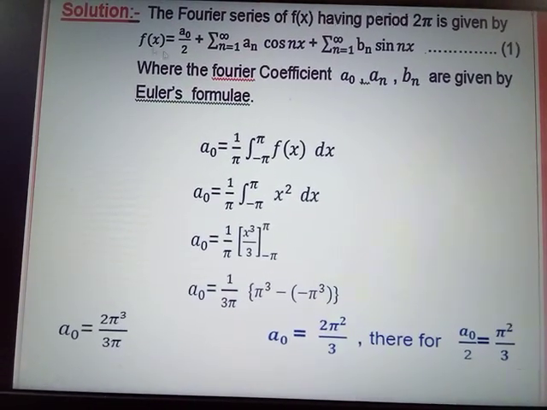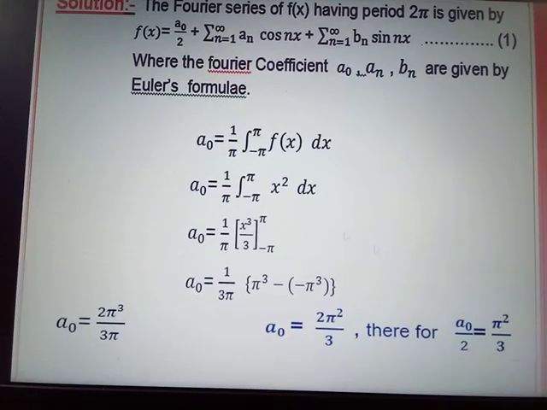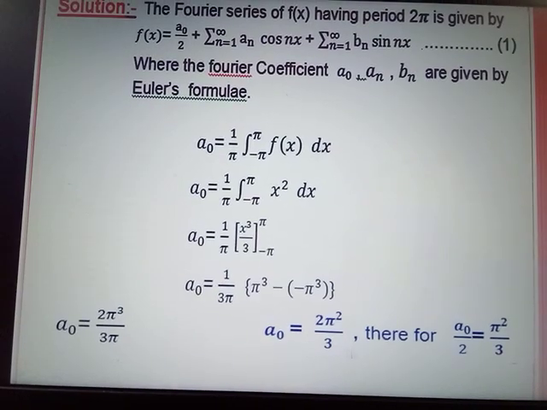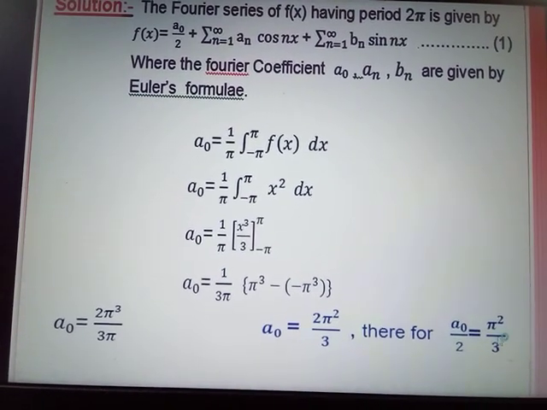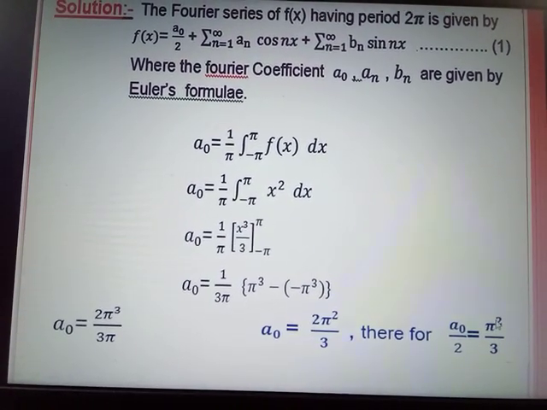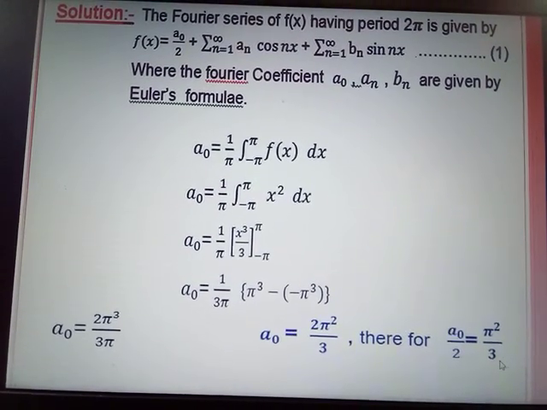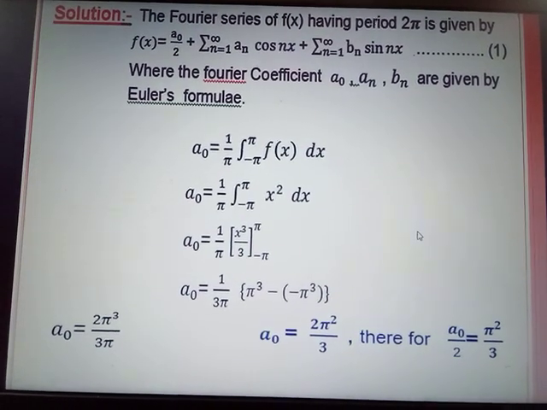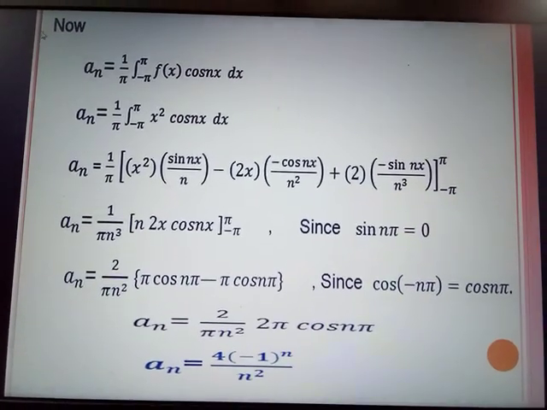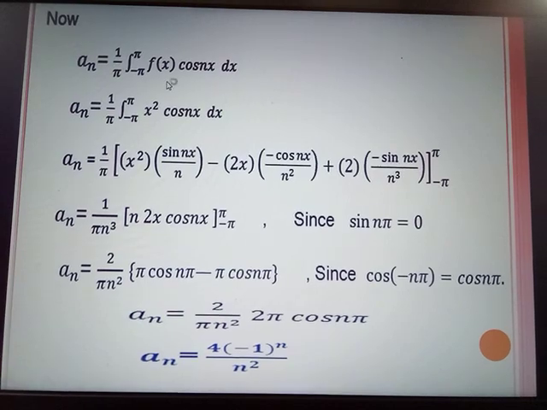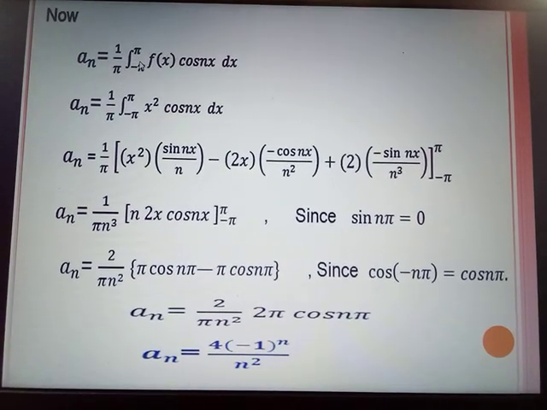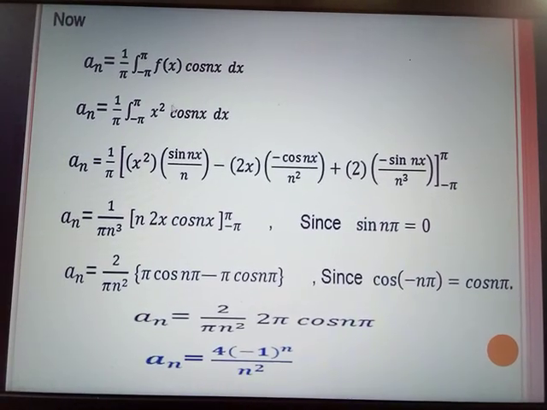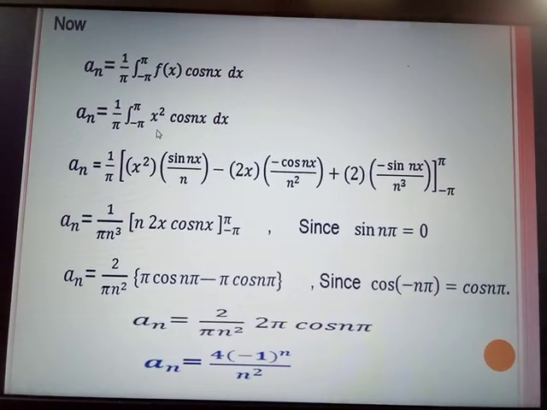In our Fourier series we have a0 by 2, therefore find a0 by 2. Take this 2 to the other side, we get a0 by 2 is equal to pi square divided by 3. Now find an and bn. Now an is equal to 1 by pi integration from minus pi to pi f of x cos nx. Here f of x is x square.